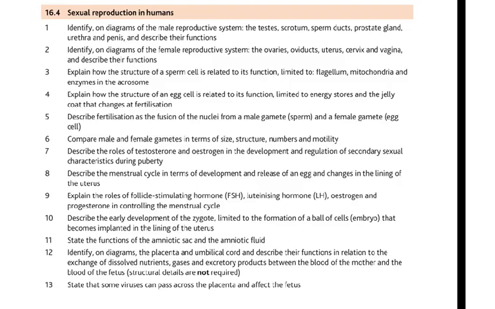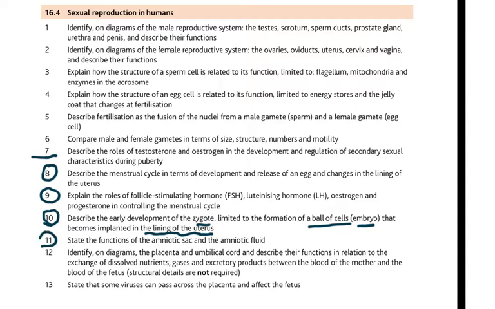Now in this video we have covered up to 7 in the previous video, video 4. Now in this video we are going to be doing the menstrual cycle, which was in the previous syllabus as well, and then explain the role of FSH and luteinizing hormone, estrogen and progesterone in controlling the menstrual cycle. Then we have to discuss the early development of the zygote, limited to the formation of a ball of cells, which is called the embryo, that becomes implanted in the lining of the uterus. So we're going to talk about that.